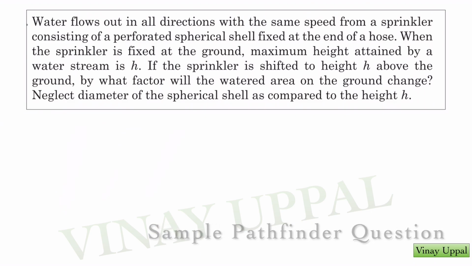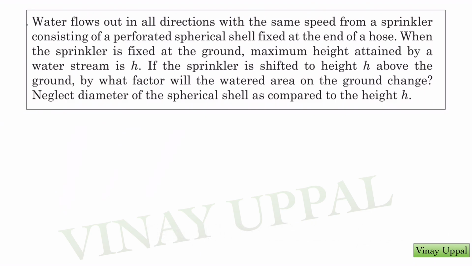Alright, so this is another Pathfinder question that we have here. Looks a little difficult, but it's absolutely straightforward once you've understood whatever we've studied so far. So I have water flows out in all directions with the same speed from a sprinkler consisting of a perforated spherical shell fixed at the end of a hose.